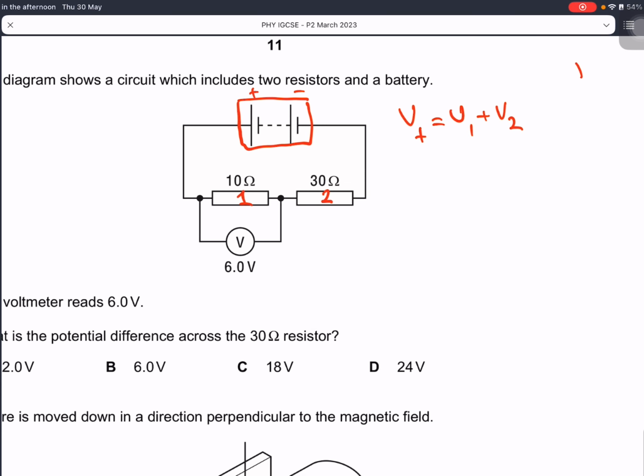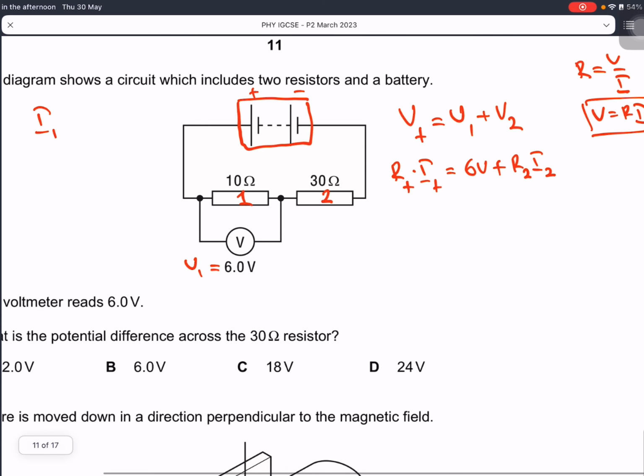Now let's remember our Ohm's law. R equals V over I, then V is going to be R times I. This is our general formula. Can I simply say V total is R total times I total, which equals V1, which is directly given as 6 volts, plus V2, which is R2 I2. And this is a series connection, so don't forget I total equals I1 equals I2. Simply let's call it I.